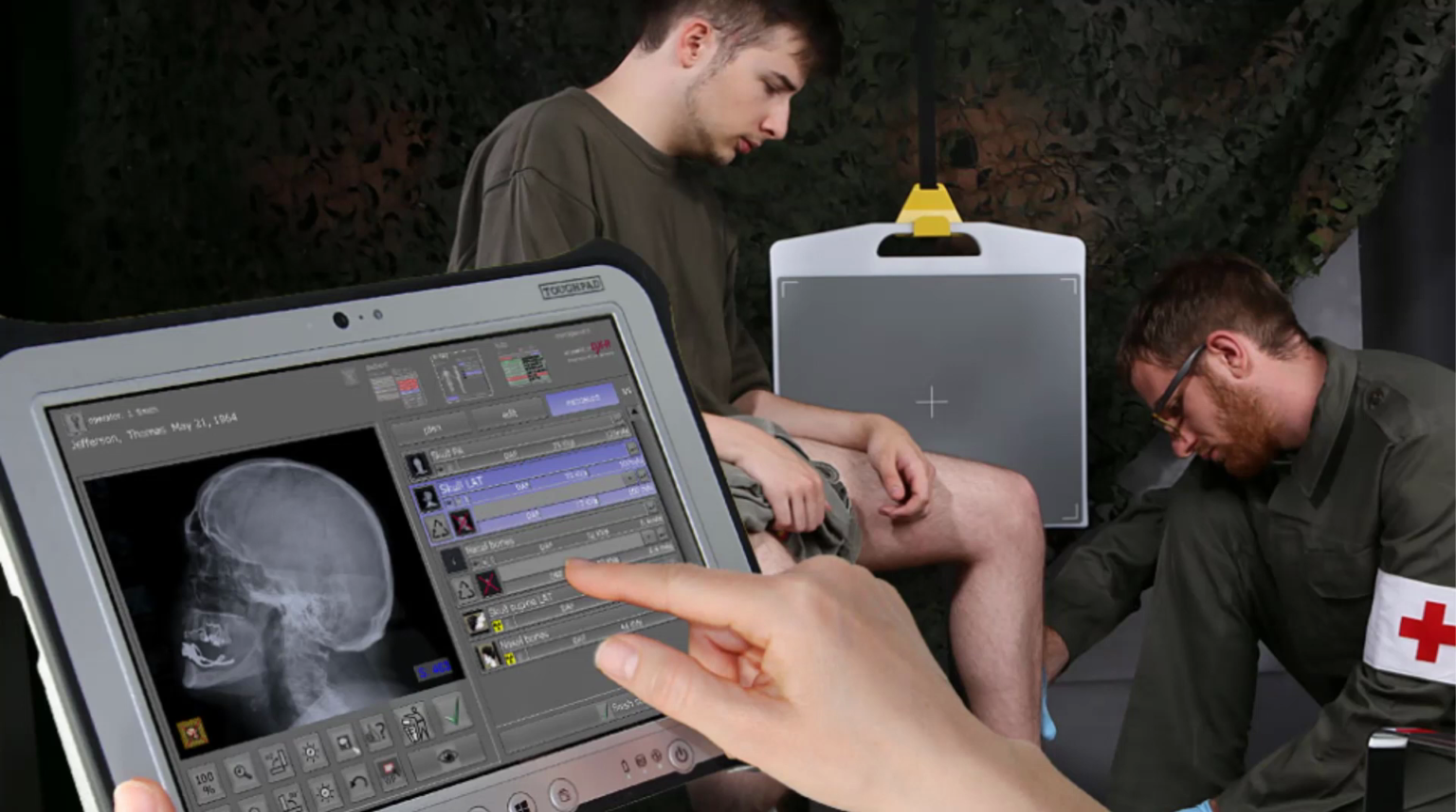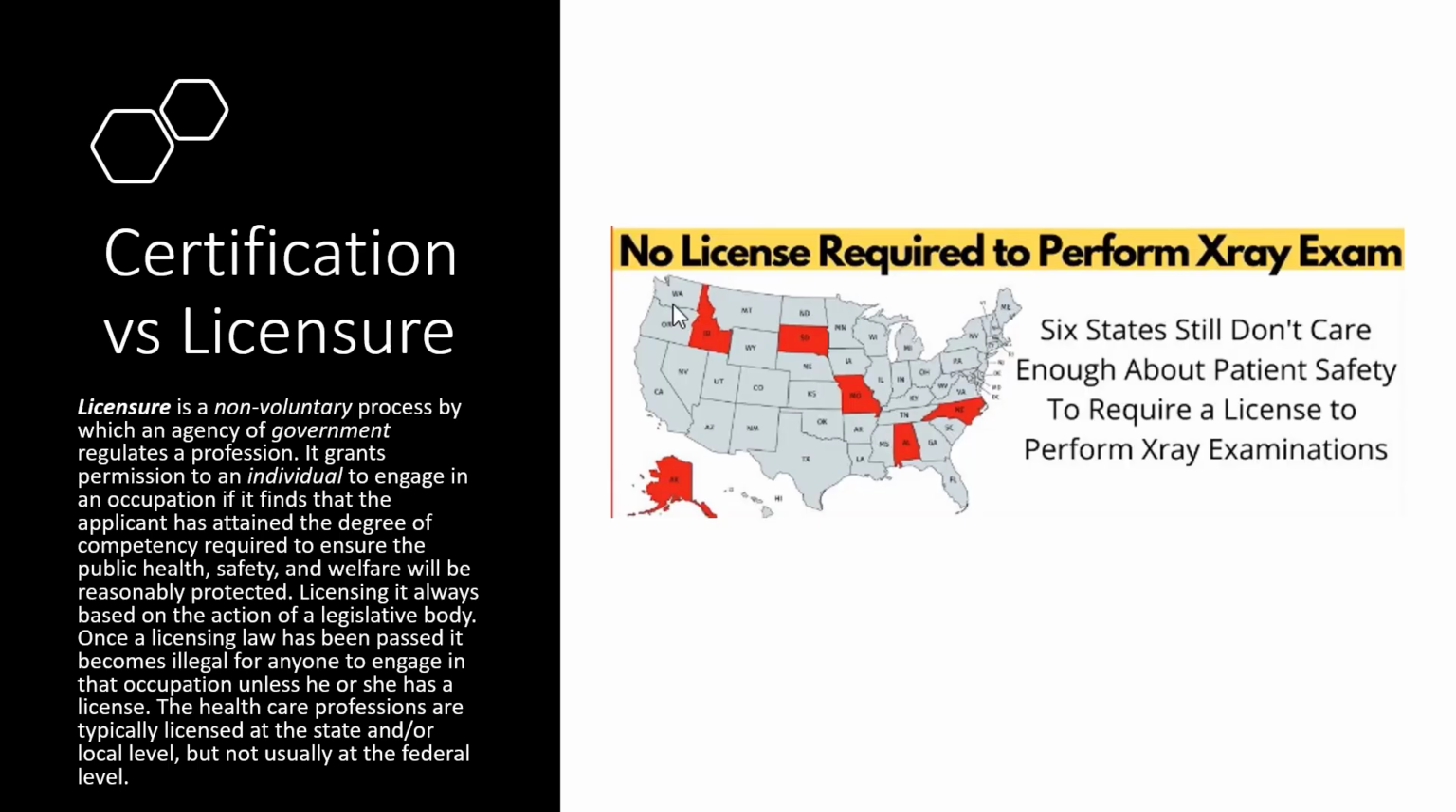Obviously, training and certification is up to the individual, and also licensure. In addition to the federal government, there are actually 6 states in the United States that do not have licensure for radiologic technologists.